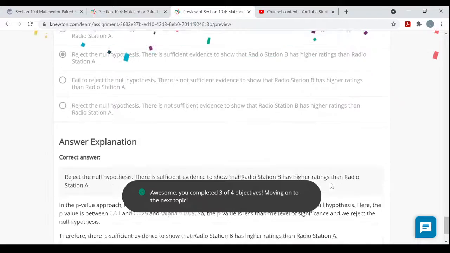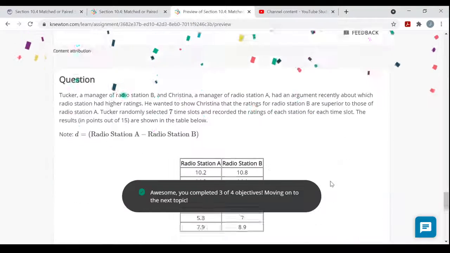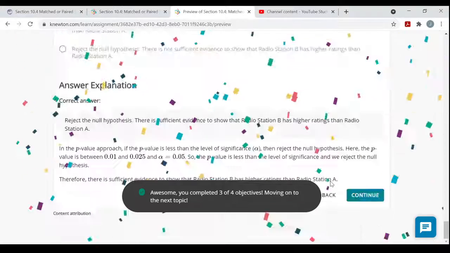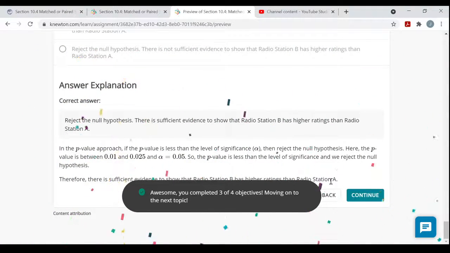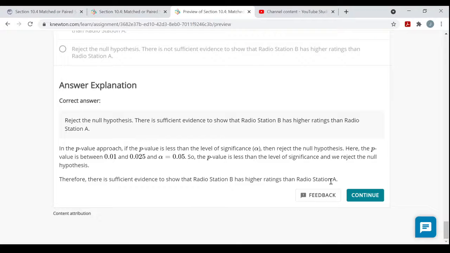Wonderful. All right, and as with most of the objectives where they have you complete all the steps of some hypothesis test, if you go through slowly and surely and get all the steps right the first time, you're probably only going to have to do that one time. And then the objective will be over, as you saw here with the confetti falling on the screen.